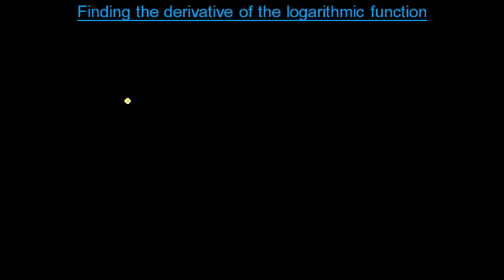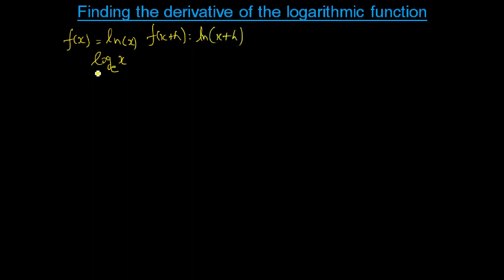Let's move on to the logarithmic function. By logarithmic function, I mean the logarithm to the base e. That is, log x to the base e is usually written as ln of x. Therefore, f of x plus h will be ln of x plus h. This is a natural logarithm. So f dash of x is equal to the limit h tending to 0 of ln of x plus h minus ln of x over h.